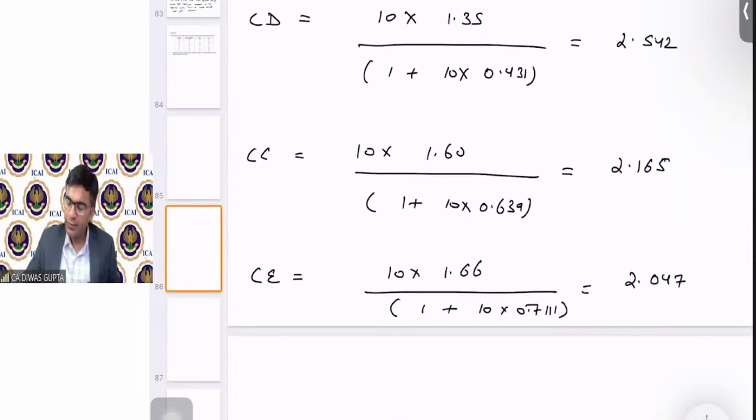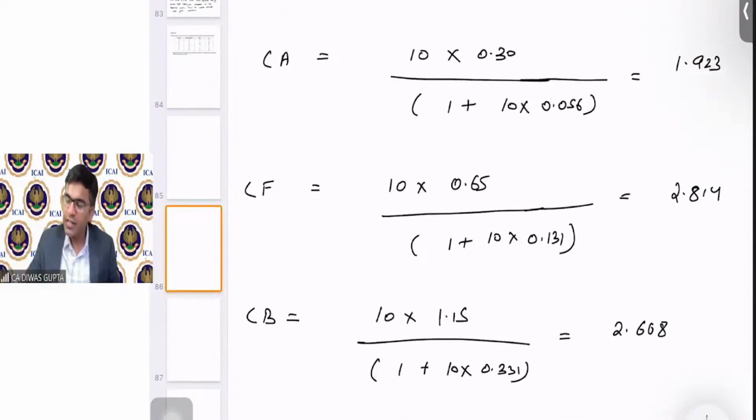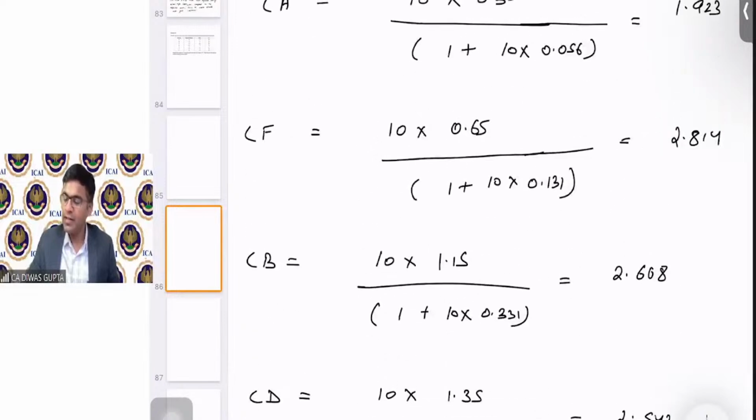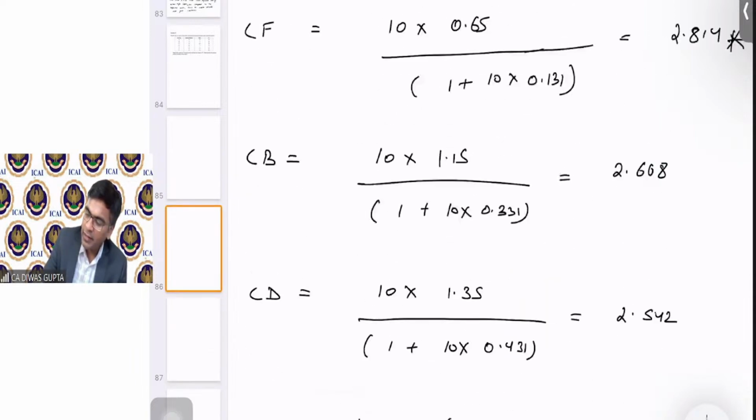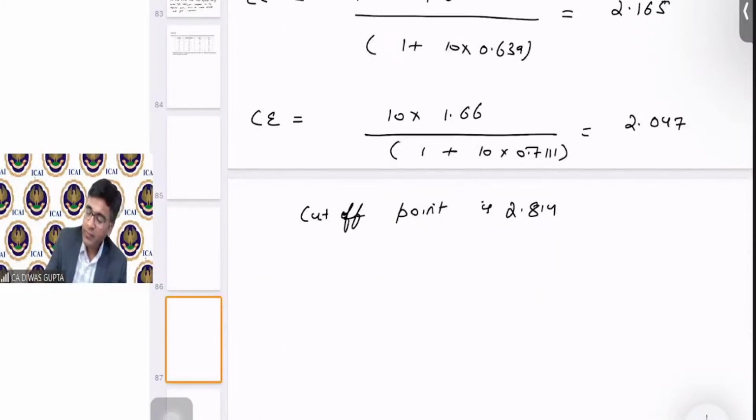Now, next part, we have to find out the highest C value here. Which one is the highest C value, students? This one, correct? So the highest C value becomes our cutoff point. The cutoff point is 2.814, which is at the security F. So wherever the cutoff point is, we have to take all the securities above that for our portfolio.